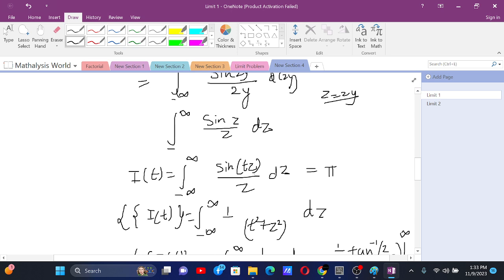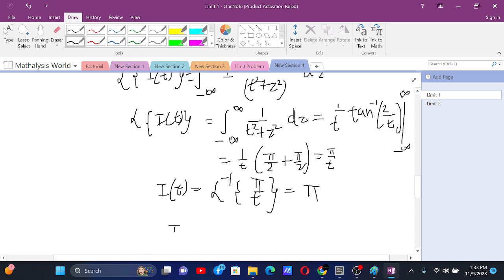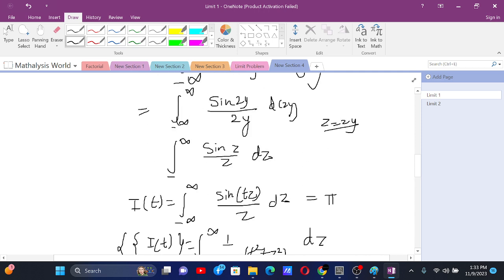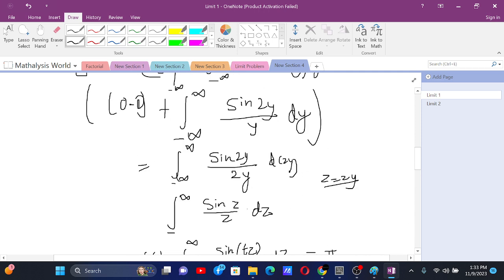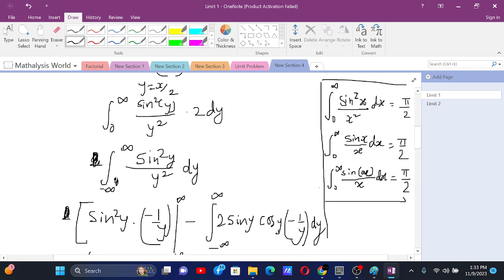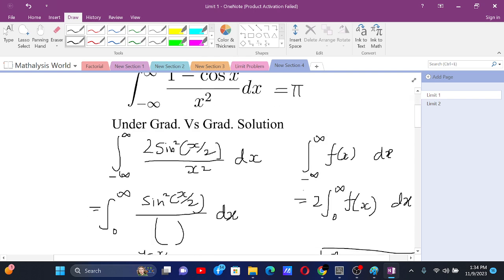And now for t equals 1 is what I want. So I of 1 is also pi. So our required integral, this one, is pi, and that's our solution. Yeah, pi is our solution.